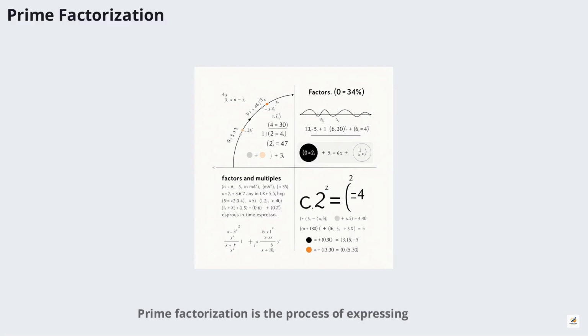Prime factorization is the process of expressing a number as a product of prime numbers. According to the fundamental theorem of arithmetic, every number has a unique prime factorization. This technique is essential for finding LCM, HCF, and simplifying complex calculations. Breaking numbers into primes makes problem solving much easier.